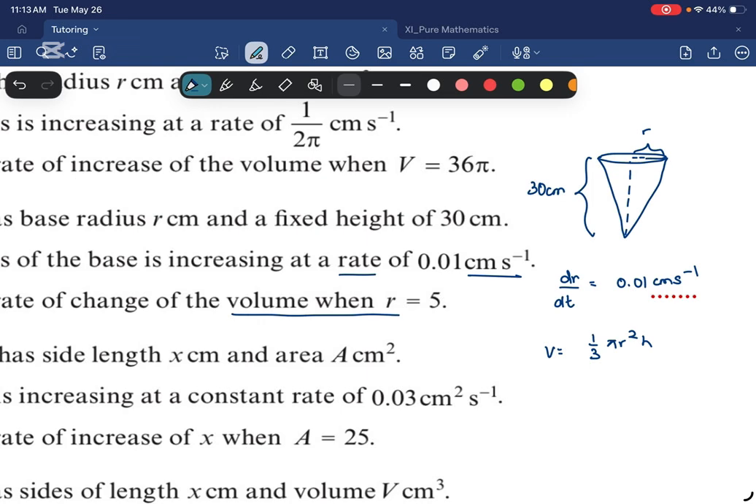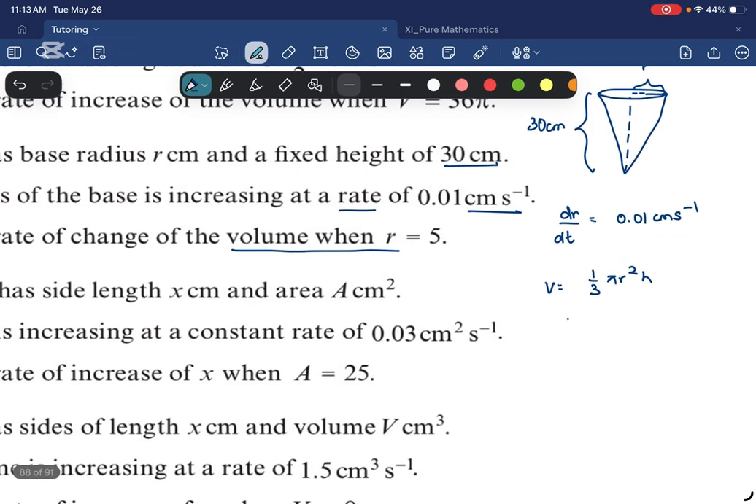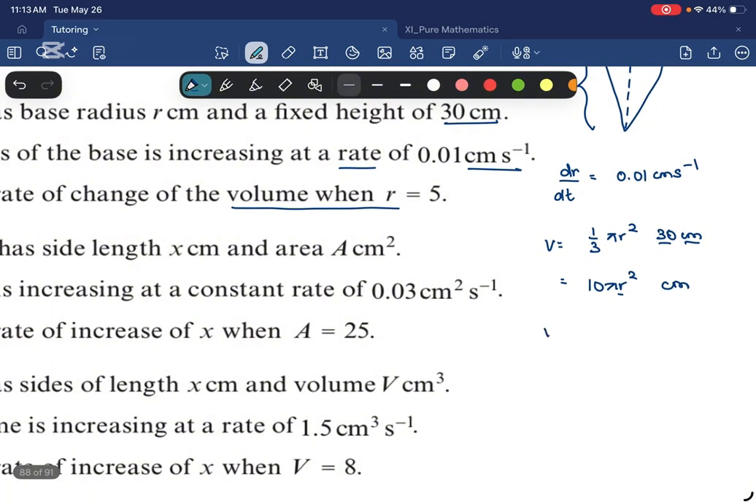So now, it has a fixed height of 30 centimeters. So let me just substitute 30 here. So if I substitute 30 centimeters here, then I am going to get 30 divided by 3. That is 10 pi r squared. And I have my units in centimeters here. I am going to get centimeter squared from r squared. And that will give me centimeter cubed, which should be the units for volume, right? So I have this expression for my volume. And remember, V is defined with respect to r again. So dV by dt is going to be dV by dr times dr by dt.